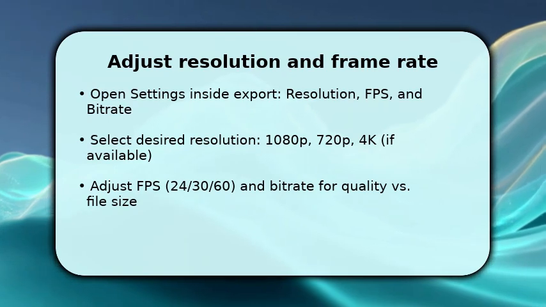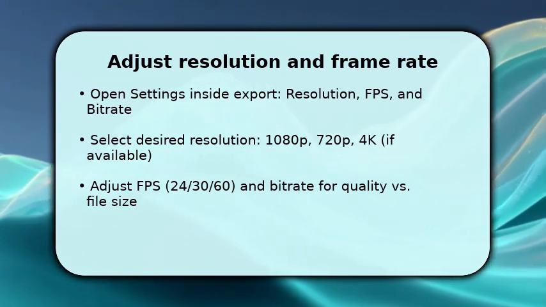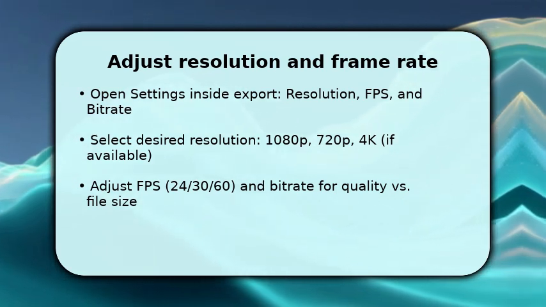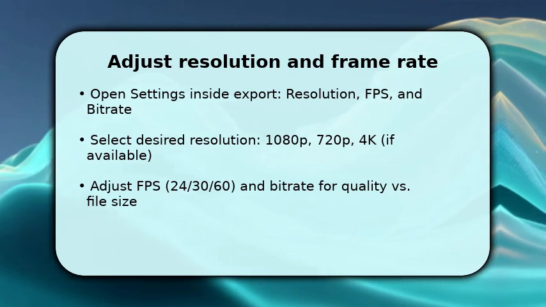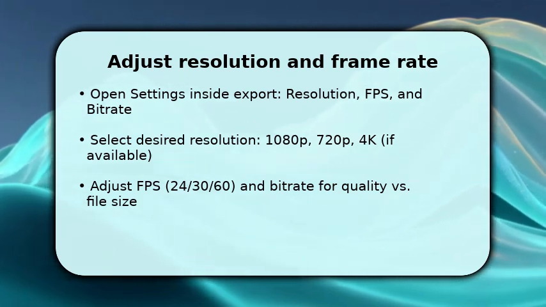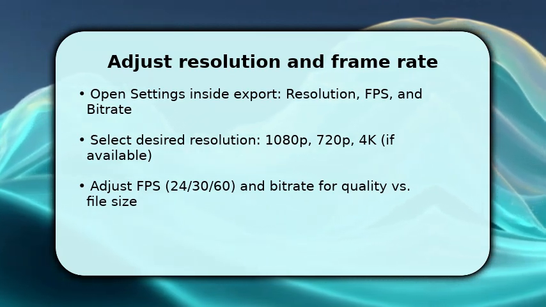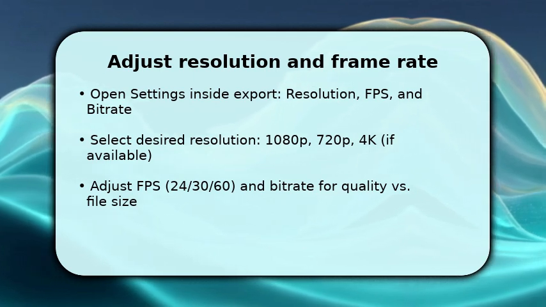Tap resolution and pick 1080p for standard YouTube or 4K when you need maximum detail and your device supports it. Then set FPS, 24 for cinematic, 30 for smooth web video, 60 for motion-heavy clips. Next, increase bitrate for better quality, lower it to save space.